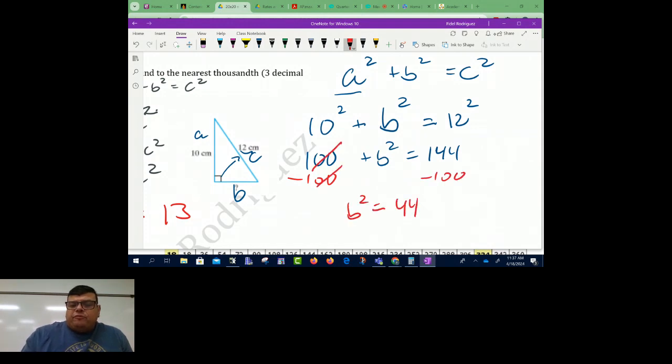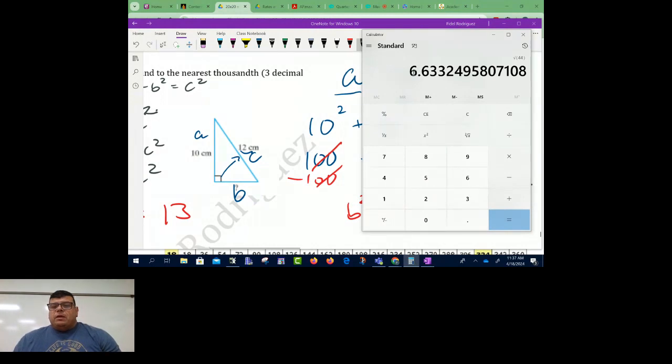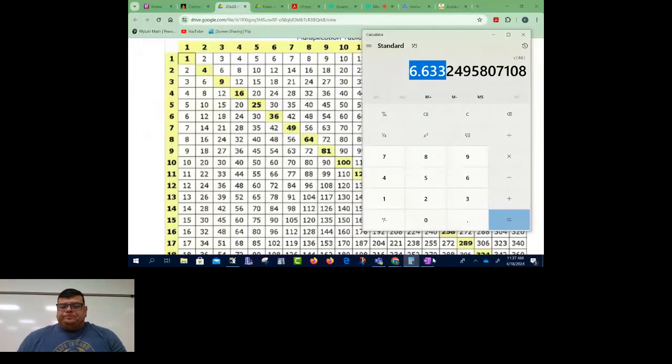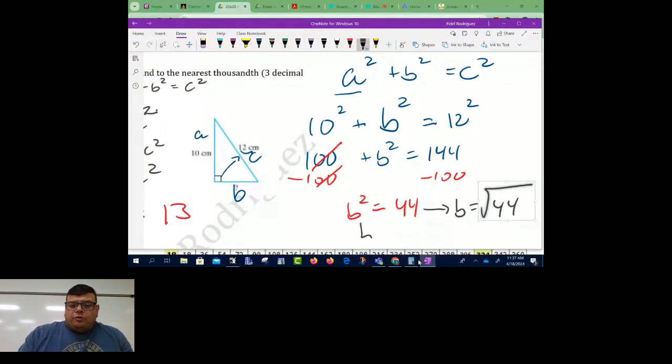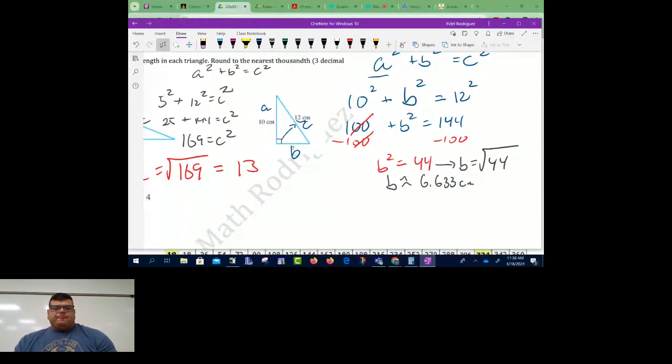B squared equals 44. Again, y'all, to find my answer for B, I'm going to take the square root of this number, 44, square root it. I'm going to go to 3 decimal places. 6.633. So B equals, or approximately, let me put the little approximation symbol, 6.633 centimeters here. So that's what we got, and that's how we use the Pythagorean theorem.